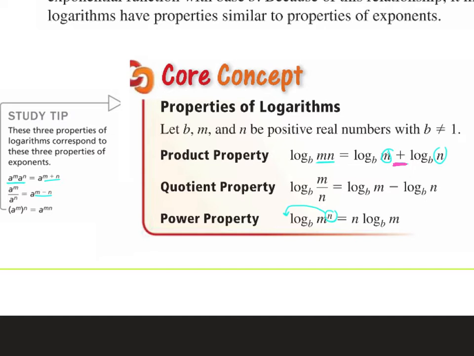To condense, if we're adding our two logs with the same base, we can put it into one log by multiplying them. Same thing with division, but instead we are subtracting to expand. To condense, we divide. And then with our power property, we can take our exponent and just multiply it to the front to expand.